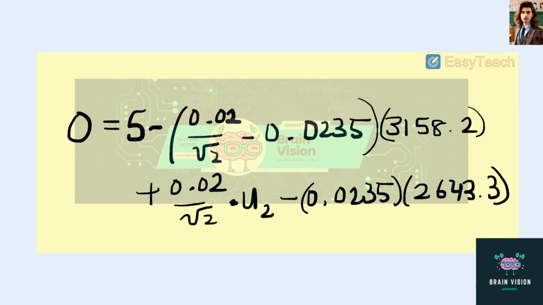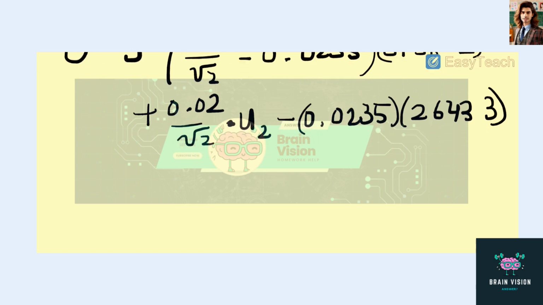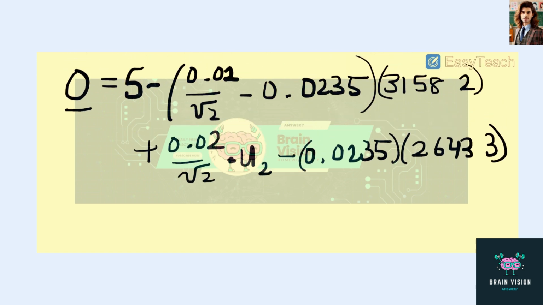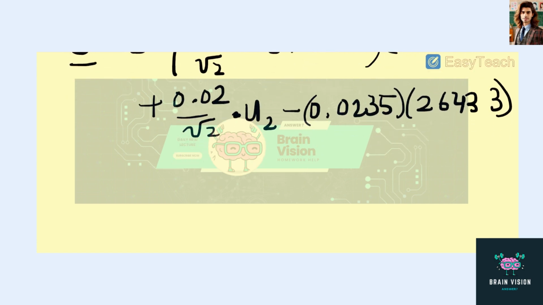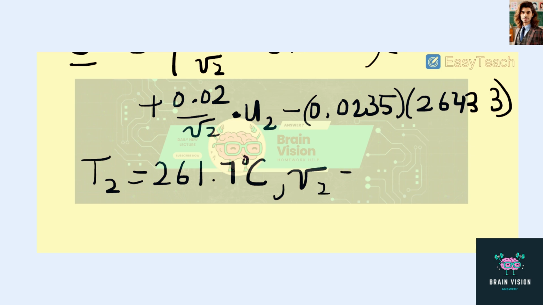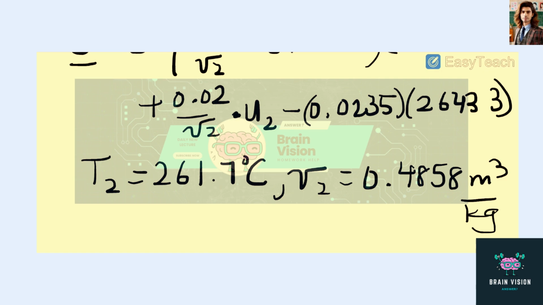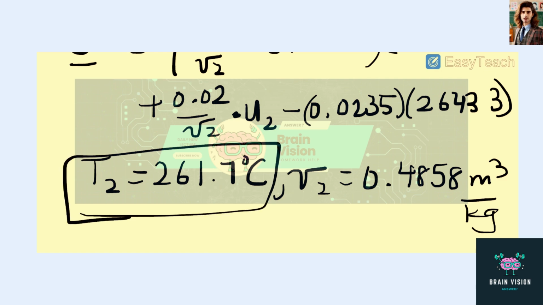Now we do have an equation with two unknowns, so we can go ahead with trial and error. What we find is that this equation is satisfied, it goes to 0, when T2 is equal to 261.7 degrees C and v2 is equal to 0.4858 meters cubed per kilogram. So right here, this is our final temperature.